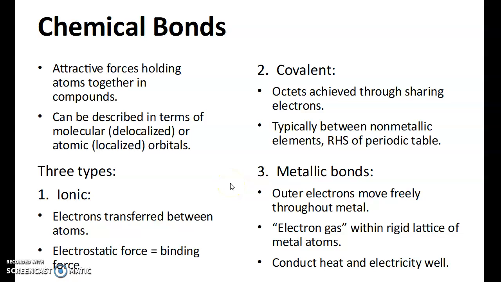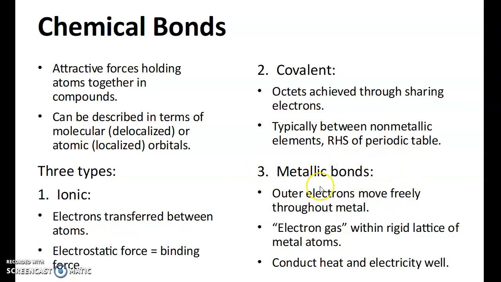Chemical bonds are essentially attractive forces holding atoms together in compounds. And they can be described as either molecular, that is delocalized, or atomic, localized orbitals. And there are 3 types of bonds, 2 of which we're going to cover more extensively. The first one is ionic bonds, and here the electrons are actually transferred between the atoms. So essentially those are electrostatic forces that bind them together. We'll talk about exactly what the shape is and how these appear in nature. The other ones are covalent bonds. Here the electrons are shared. So that's the difference. Electrons transferred here, electrons shared here. These are typically between non-metallic elements, the right-hand side, that's what RHS means, of the periodic table.